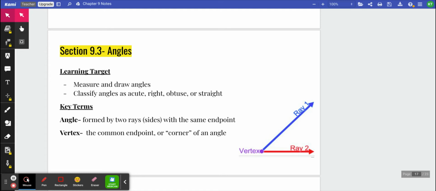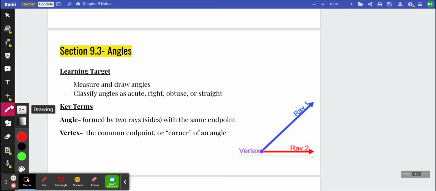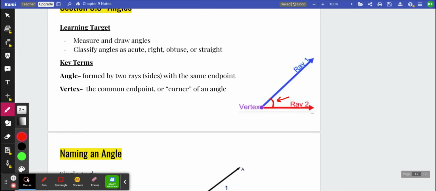An angle is formed by two rays, which are the sides that have the same endpoint, and you see an example over here. So here's a ray, it has an endpoint and then keeps going in the other direction. This common point right here is called the vertex. That's like the corner of it. And when we measure an angle, we're looking at this measurement right here. The vertex is always the corner, and that's a very important point when naming angles as well.